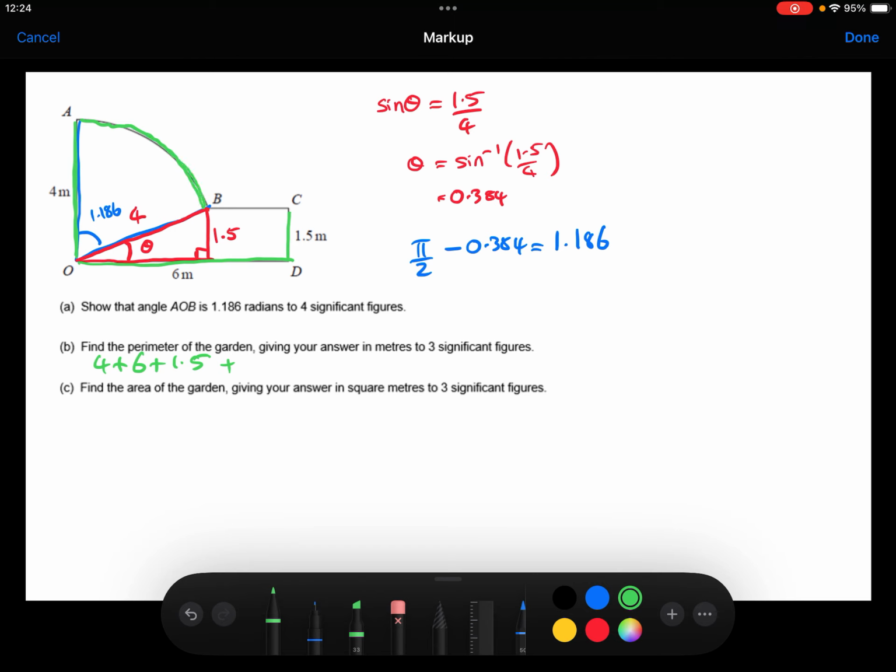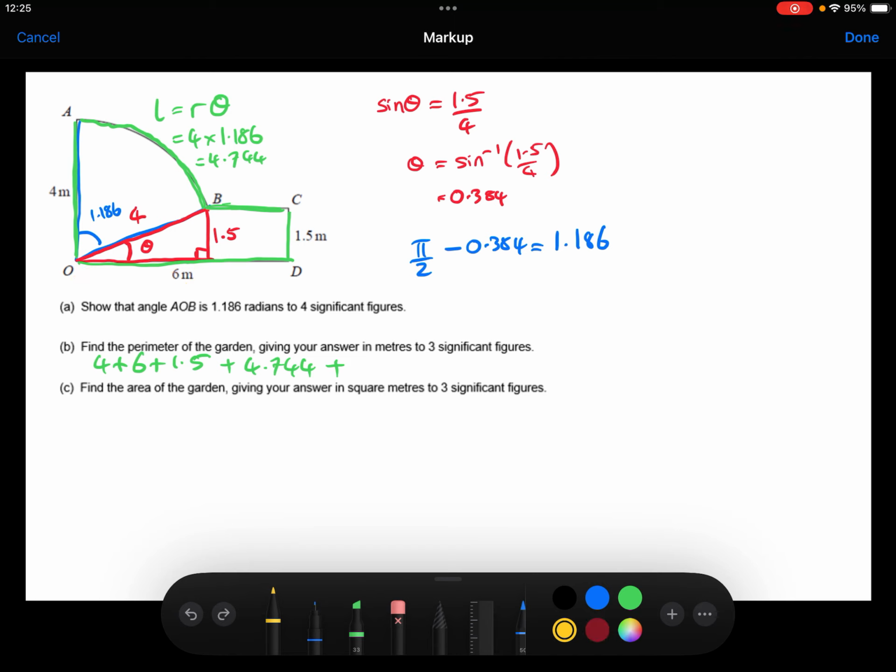Now I can work that out reasonably easily by using the formula that the arc length is the radius times the angle. So that's going to be 4 multiplied by 1.186, which is 4.744. And the final length that we don't know yet is the BC. So now I'm thinking, how can I work out BC? Well, I know that the whole of this length here is 6. So if I could work out what this length here is, I could take that away from 6, and that will give me the length of BC.